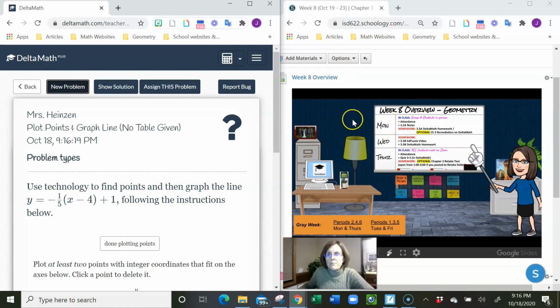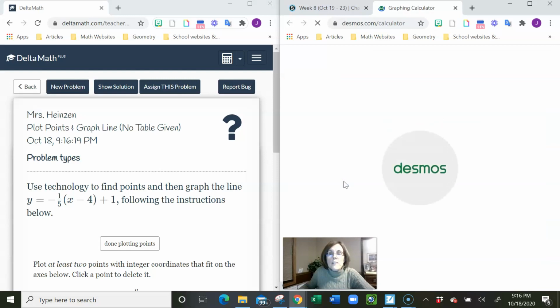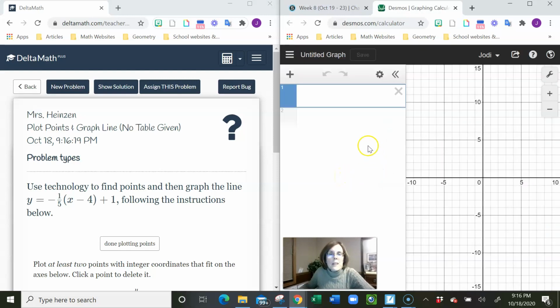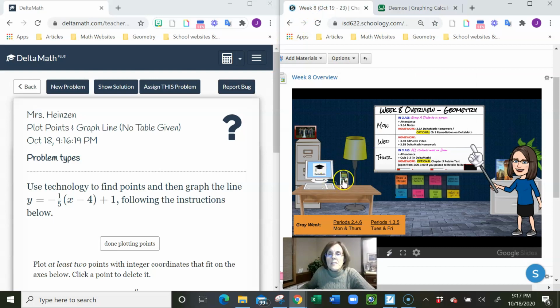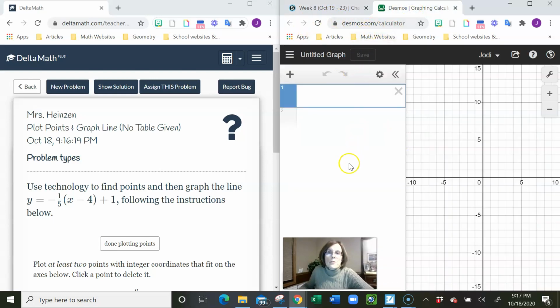I have up here the week 8 overview. So this is in the week 8 folder. You'll see this. And on the desk is a calculator. And if you click on this, will take you right to a graphing calculator, which is called Desmos. And I can, in Desmos, type in this equation. And let me show you how to get the table from there. So again, I just clicked on the calculator that is in here, and that'll take you straight to the graphing calculator. Or you can just type in desmos.com and then click the graphing calculator part.